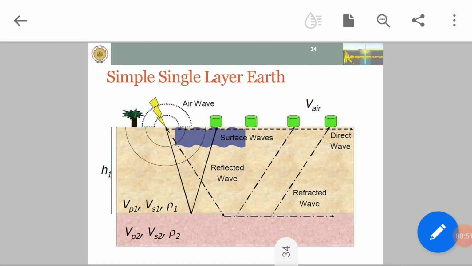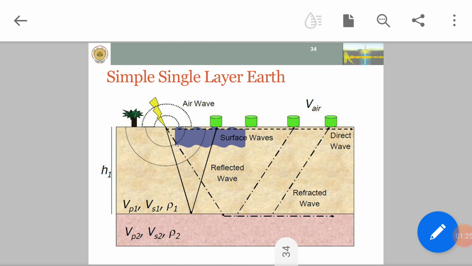Now, Earth, we know, is an amalgamation of various layers. This layering is based on lithology by the geologist. For a geophysicist or an explorationist, it is actually understood in terms of density and velocity. Here we have the first layer where the thickness is h1 and the P wave velocity is Vp1, the S wave velocity Vs1 and rho1. Similarly, we have the second layer velocities and the density.